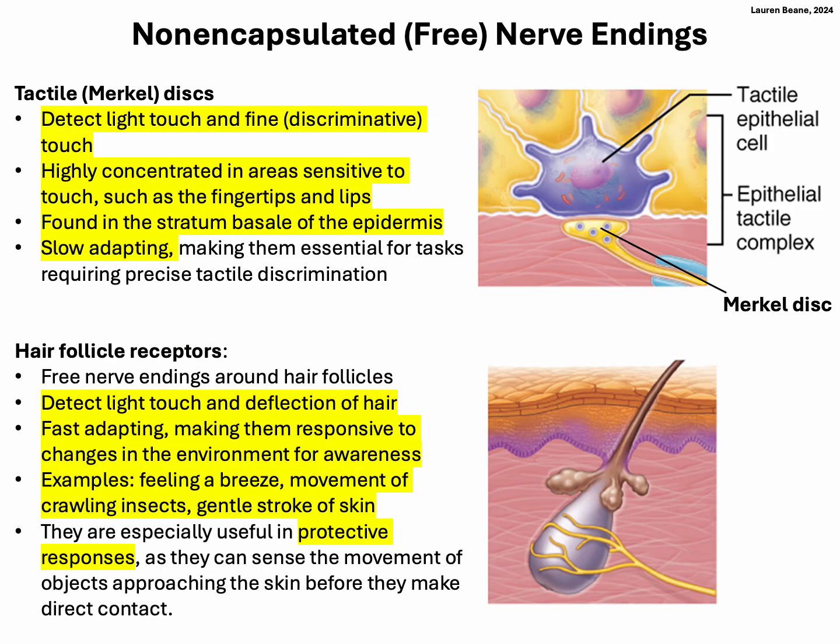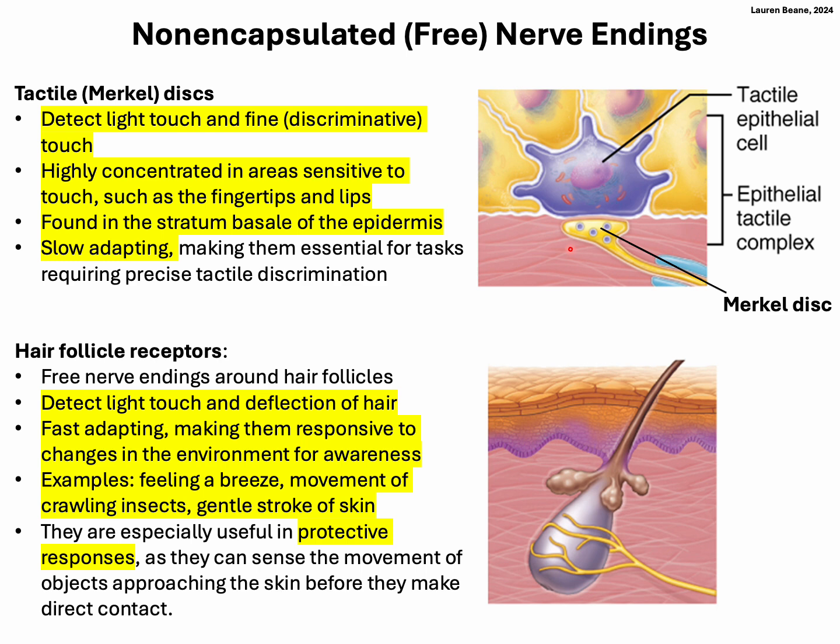Our other two receptors, which are free, non-encapsulated nerve endings, include tactile Merkel discs as well as hair follicle receptors. So, with the tactile Merkel discs, these are found in the stratum basale of the epidermis. And that's the transition point we're looking at here. So, very superficial in the skin, they detect really light touch, also playing a role in fine discriminative touch. And they are going to be abundant in areas that are very sensitive on the body, like our fingertips, even our lips.